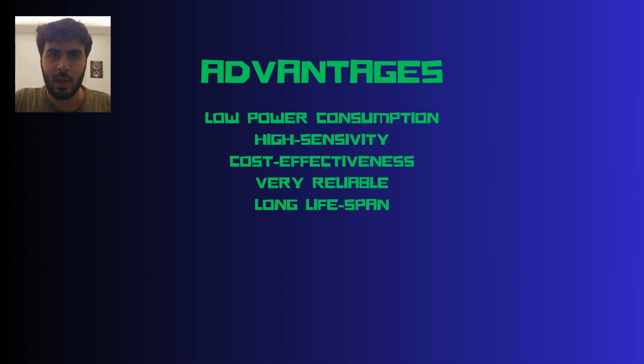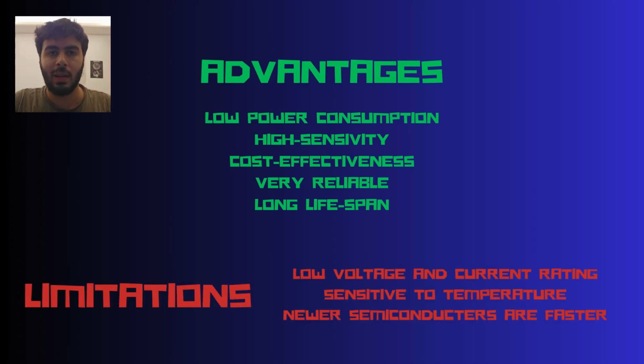Some advantages of UJTs include low power consumption, high trigger sensitivity, and cost effectiveness. In addition to that, they are very reliable and have a long lifespan. Meanwhile, some disadvantages include having low current and voltage ratings and high temperature sensitivity. In addition to that, they have slow switching speeds compared to newer semiconductors.